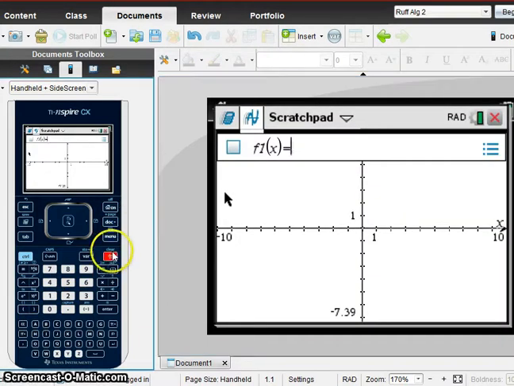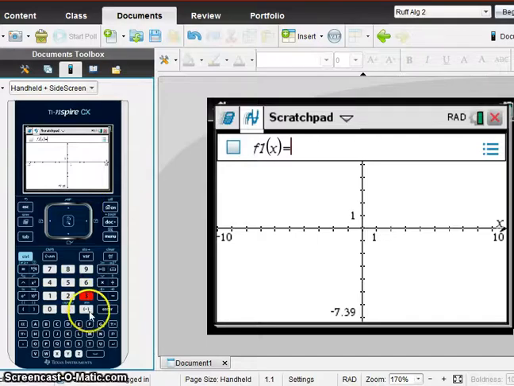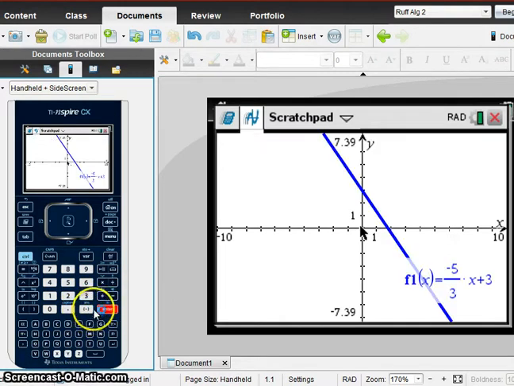All right, and it's in function form, which is what we want it in right now. I accidentally hit delete too much. All right, so we just need to type them in and hit enter. So the first one is negative 5/3 x plus 3. So negative 5 divided by 3, x plus 3. Hit enter, and it'll graph it for you.